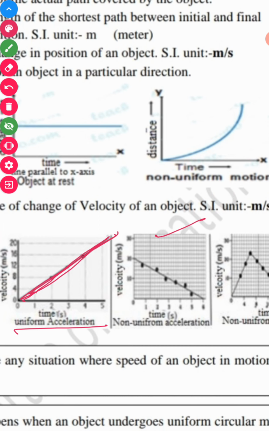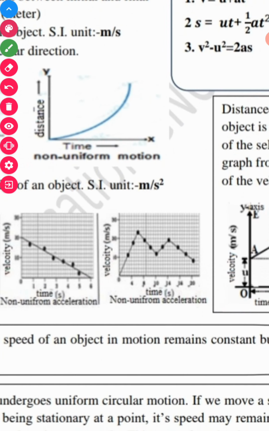This is a graph of retardation, or negative acceleration, where the velocity becomes zero with respect to time. Next, this is a non-uniform acceleration graph. This is the case when you drive your car on a traffic road. First speed is increased, then decreased, then increased, then decreased. So this is a kind of non-uniform acceleration graph.